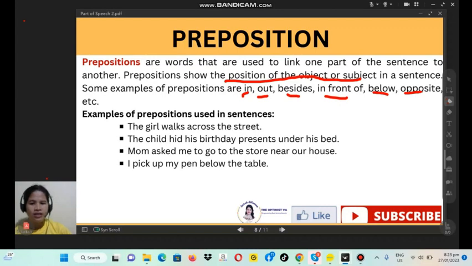The girl walks across the street. So across here is the preposition that links the girl to the street. Second, the child hid his birthday presents under his bed. So the preposition here is under. Next, mom asked me to go to the shore near our house. So the prepositions here are near and to.